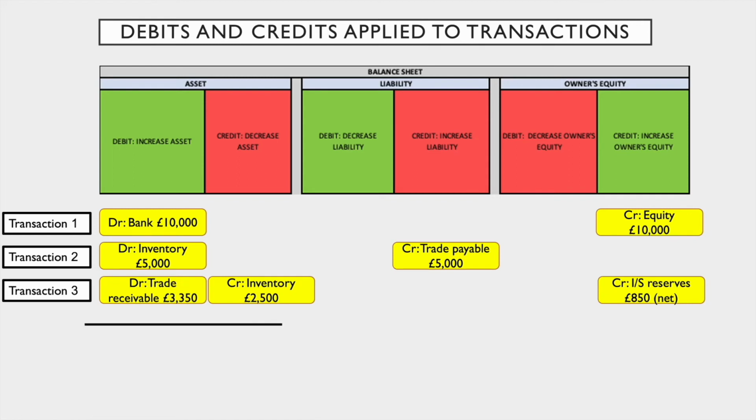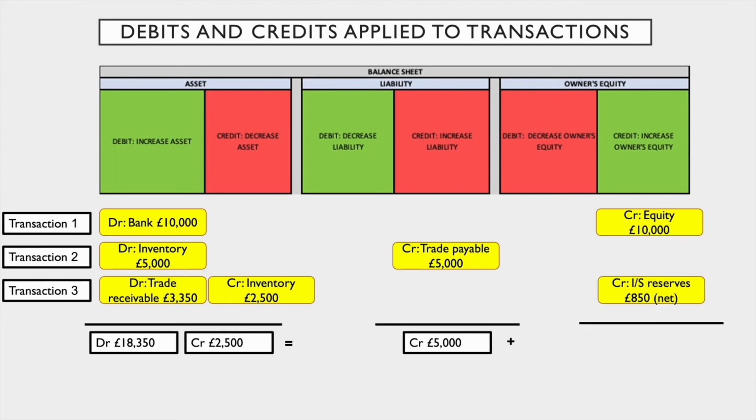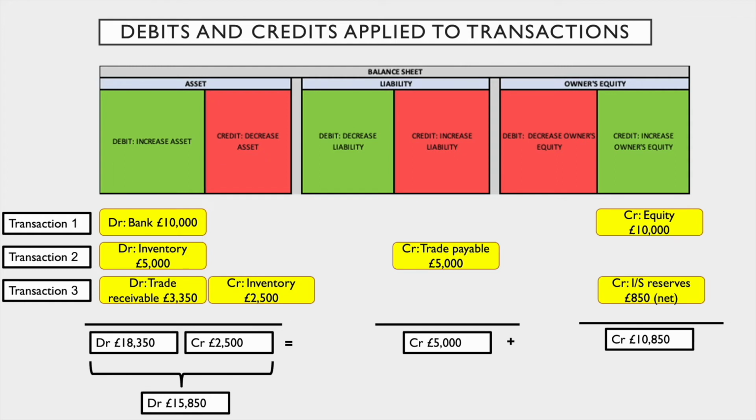So to look at our totals, our debits for the assets, we sum them up, it is 18,350, and then the credit for asset was that inventory. So we'll add those two together in a moment. And then to finish off each of these sums, we had the trade payable being 5,000, and then our equity is 10,850. So we take all our debits less our credits, so our 18,350 minus the credit to give us a net debit of 15,850, and then we add these two together again.